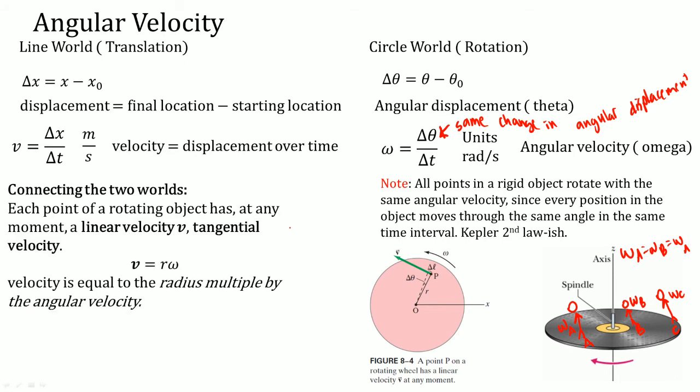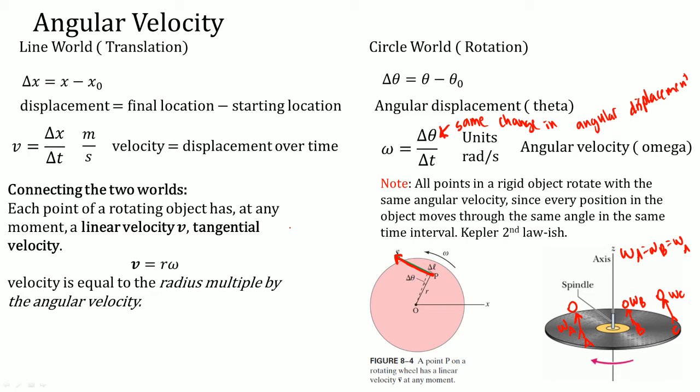Next, every single point of a rotating object has at any moment a linear velocity v. We also call that the tangential velocity. This means that at this point right here, it's going to have a tangential velocity v. That tangential velocity is going to be defined by r omega.